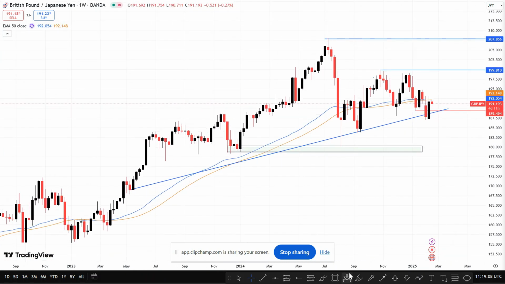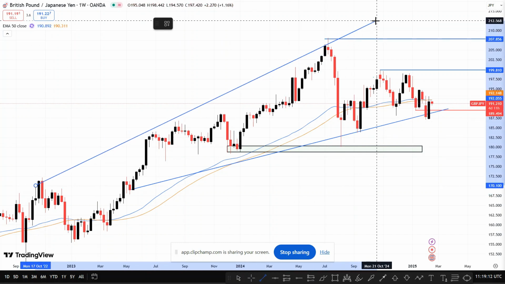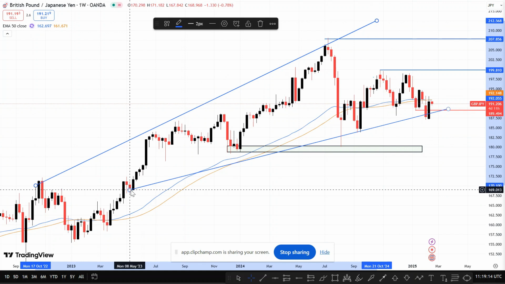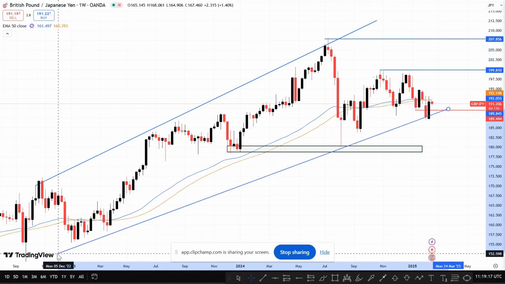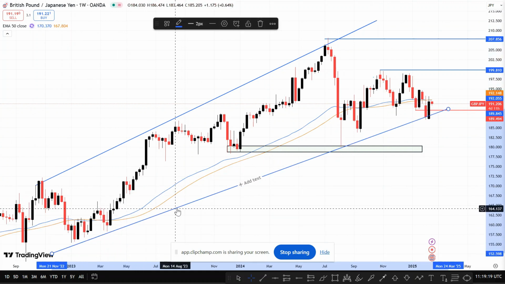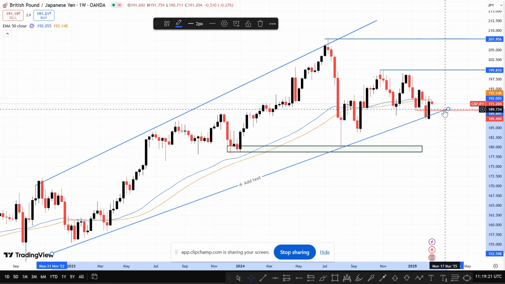What is the overall market structure here? According to this pair, we are on GBPJPY, British pound versus Japanese yen. This is one of my favorite pairs. I like trading anything about British pounds. It moves well. I've been watching it, I've been observing it. So this is one of my favorite pairs, especially the British pound, Japanese yen.